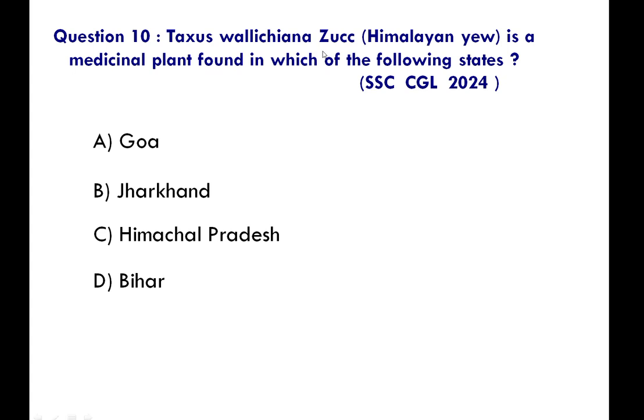Taxus wallichiana Zucc. is a medicinal plant found in which of the following states? Goa, Jharkhand, Himachal Pradesh, or Bihar? So the correct option is C, that is Himachal Pradesh.